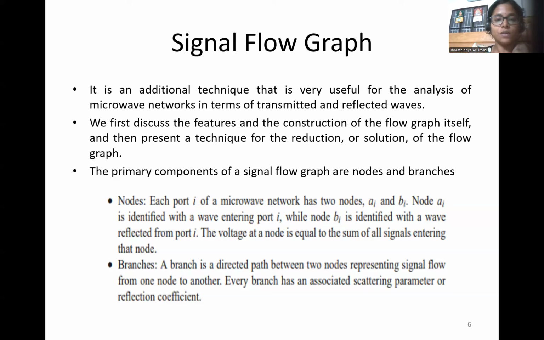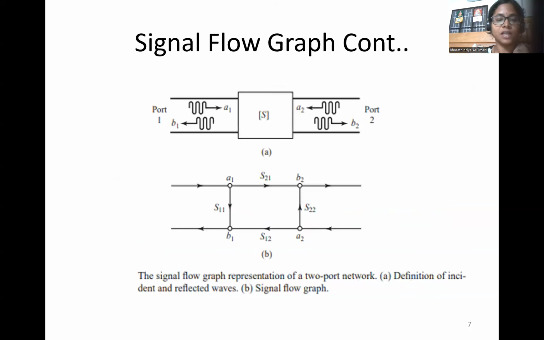And in the signal flow graph here you can see the primary components are the nodes and the branches. A node represents either a variable or a signal. There are input nodes, output nodes, and mixed nodes. An input node means only outgoing branches will be there, as we can see in this diagram. The output node has only incoming branches. A mixed node includes both.